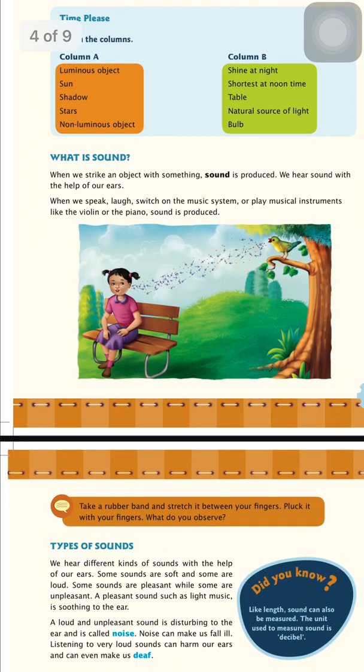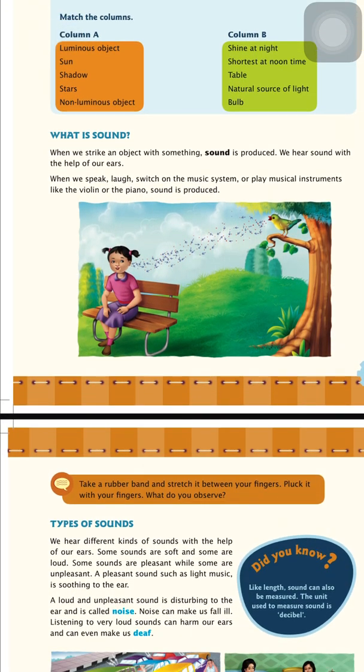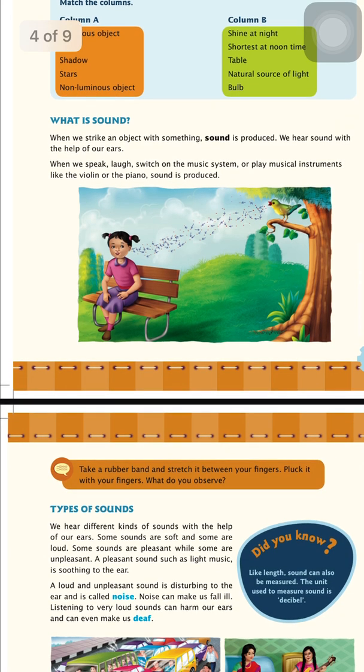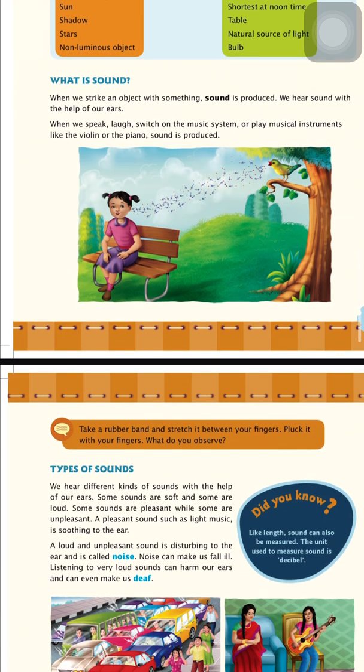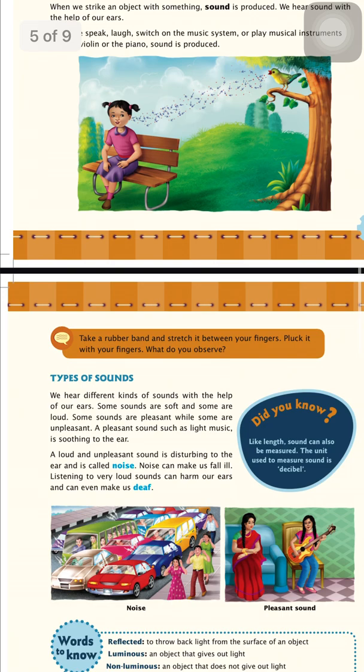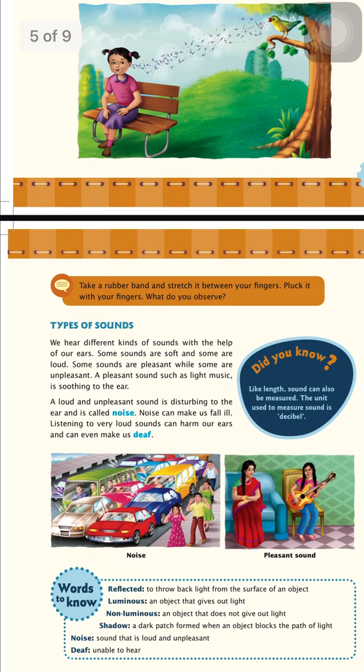After that, what is sound? Sound is also a form of energy that makes us able to hear. Means sound is also a form of energy that we can hear, that makes us capable of hearing. After that we read out the types of sounds, for example soft sound and loud sound. Loud and unpleasant sound disturbing the ear is called noise.